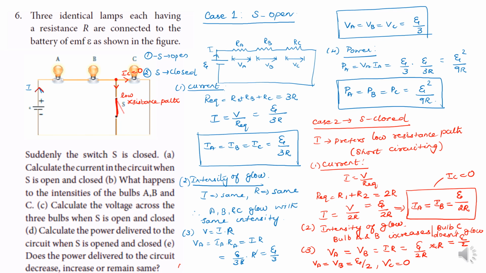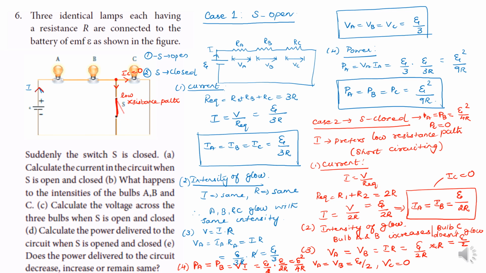And power, fourth one, PA is equal to PB is equal to V into I. V is epsilon by 2, into I is epsilon by 2R, which is epsilon square by 4R. So I am writing it here. For closed condition, PA is equal to PB is equal to epsilon square by 4R and PC is equal to 0.